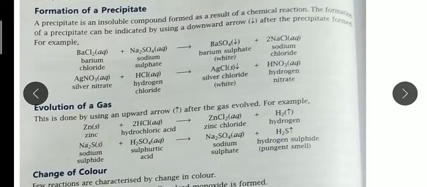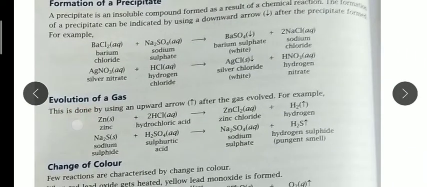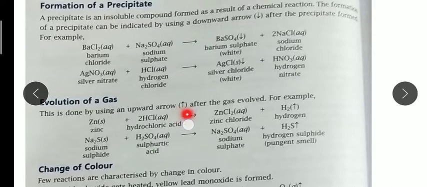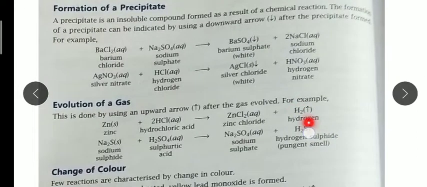Now evolution of a gas. So wherever gas is released, we should show the release of gas by upward arrow. Upward arrow means you can see hydrogen is a gas, hydrogen sulfide is a gas, even the oxygen and carbon dioxide, we should write upward arrow. So upward arrow means it is giving the information that this is a gas. Now we can denote by upward arrow, or we can write simply G, small g.